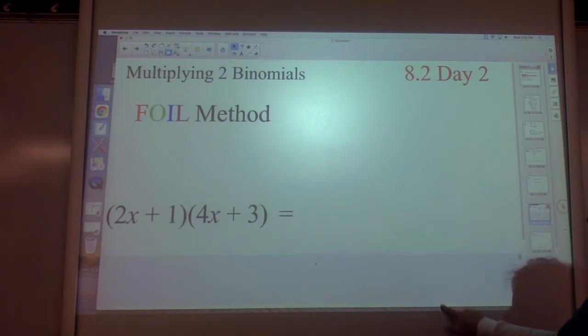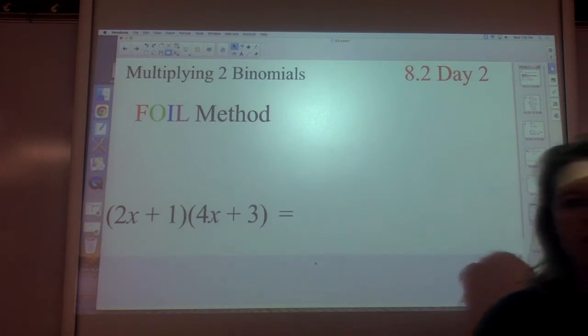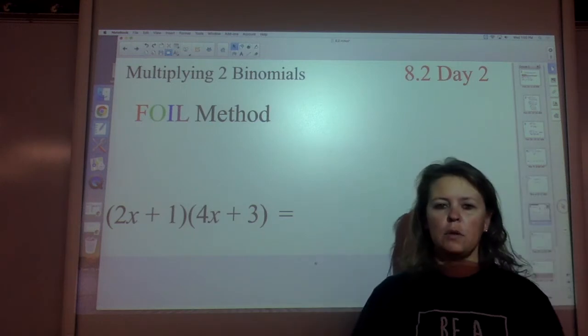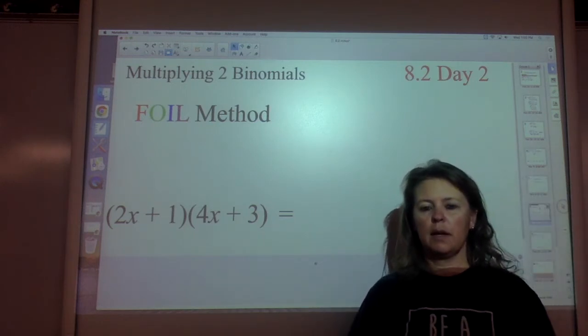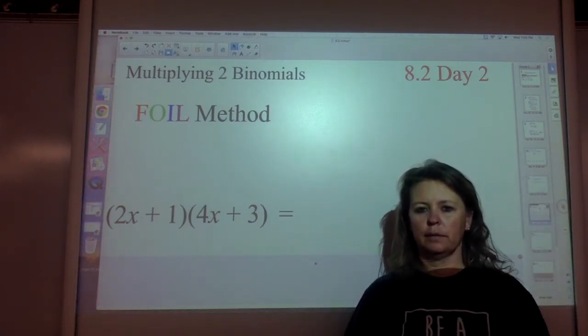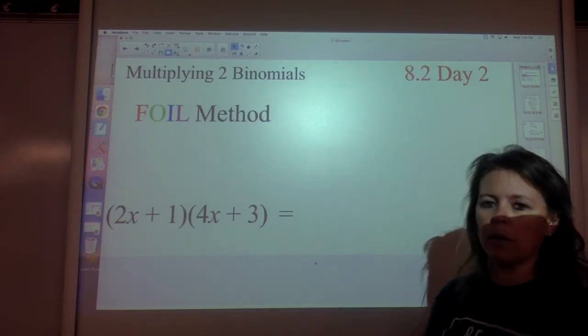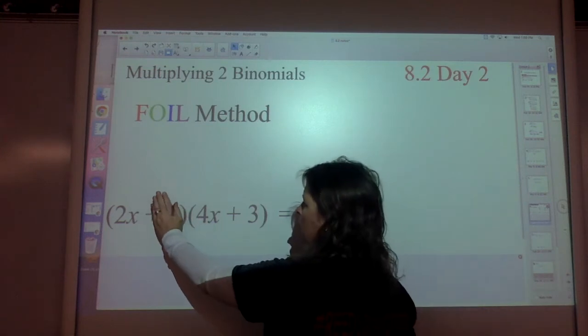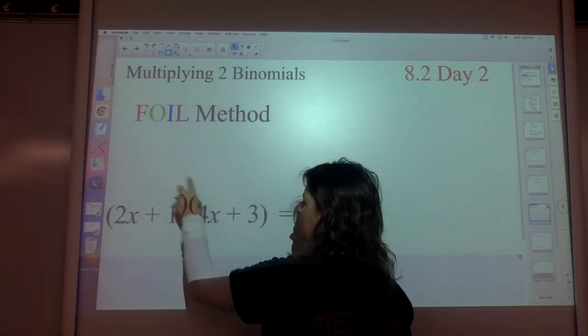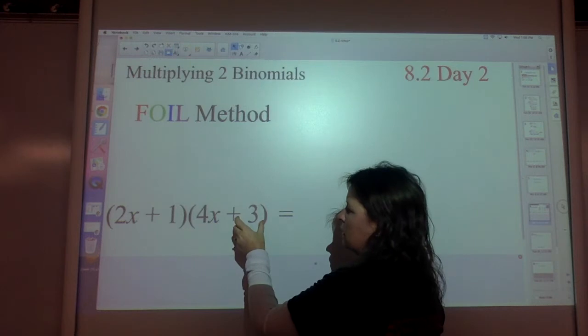So take a look at what we have here. If you don't have your handout, then write this down yourself. You have 2x plus 1, and you're multiplying it times 4x plus 3. Normally, when we multiplied a monomial with a polynomial, we would only have one term out here. So we would just take the 2x and distribute it to the 4x and then to the 3.